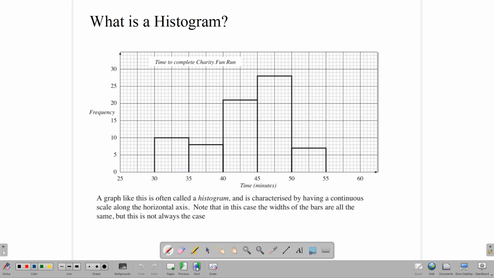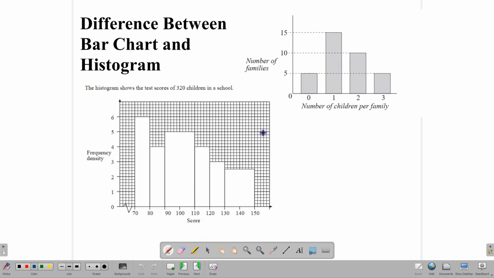Let's look at the differences between a histogram and a bar graph. Notice here that this is a bar graph and the bars are individual, they're by themselves. They can be drawn connected sometimes, but the important thing to notice is that there isn't a continuous scale along the x-axis here, and there will be one on the y-axis but not on the x-axis. So notice that this histogram here has a continuous scale along the x-axis, and this bar graph does not.